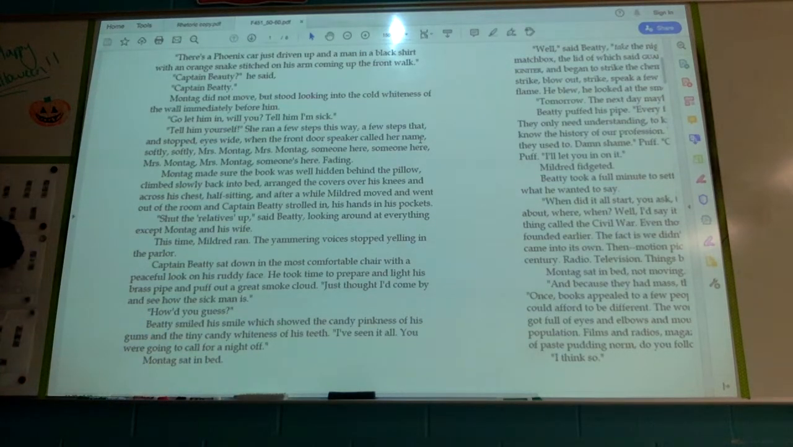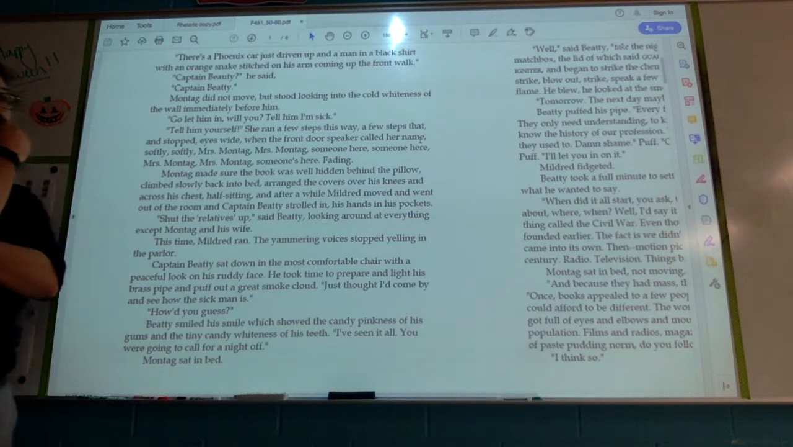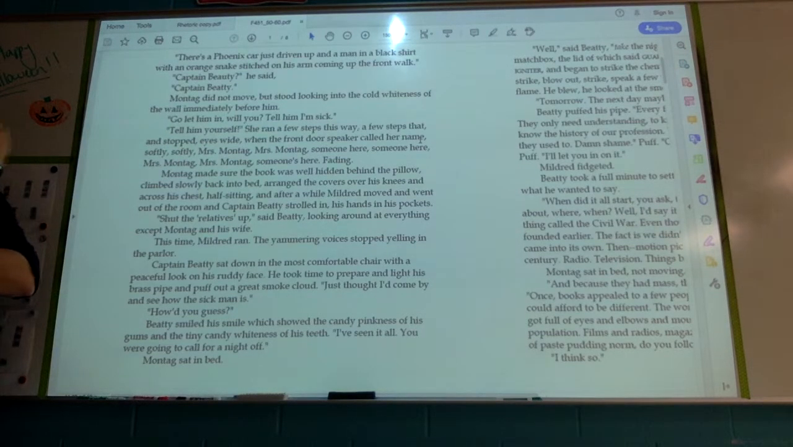There's a Phoenix car just driven up, and a man in a black shirt, an orange snake stitched on his arm coming from his front wall. Captain Beatty, he said. Captain Beatty. Montag did not move, but stood looking in the cold whiteness of the wall immediately before him. Go let him in, will you? Tell him I'm sick. Tell him yourself. She ran a few steps this way, a few steps back, and stopped, eyes wide. The front door speaker called her name softly, softly. Mrs. Montag, someone here, Mrs. Montag, someone's here, baby.